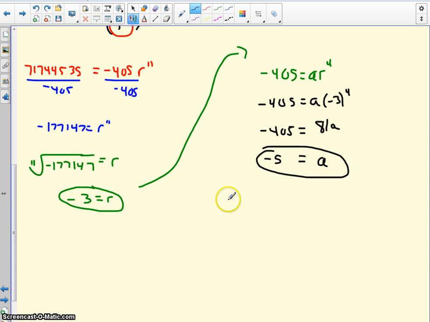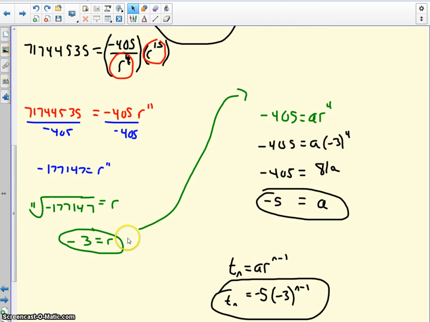So I can get my general term now by subbing both of those into the equation. So a is negative 5, r is negative 3. And I have my general term.